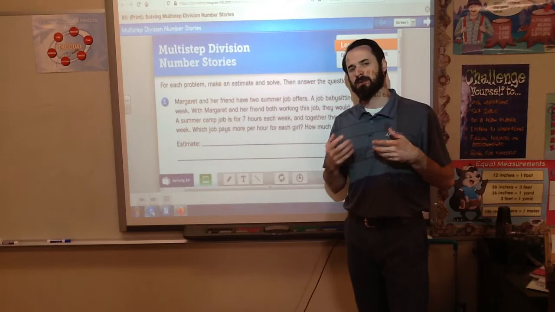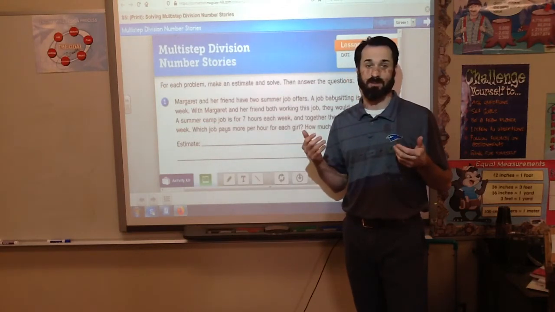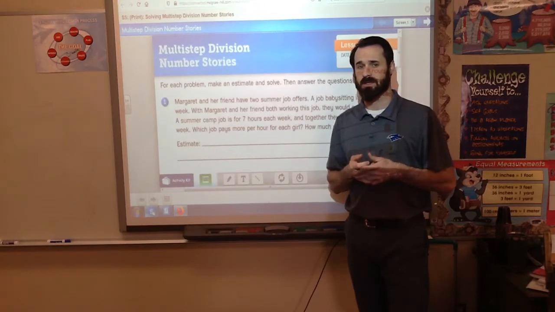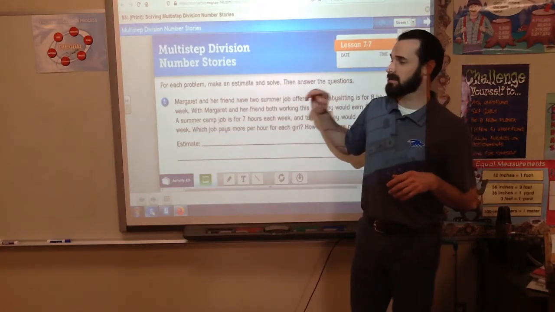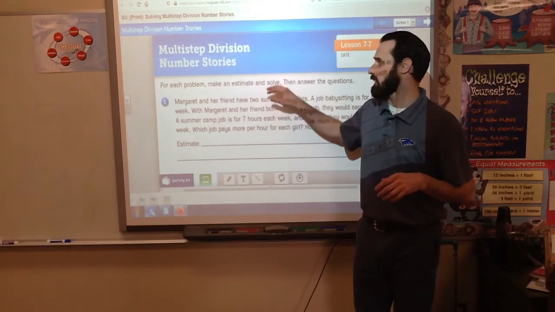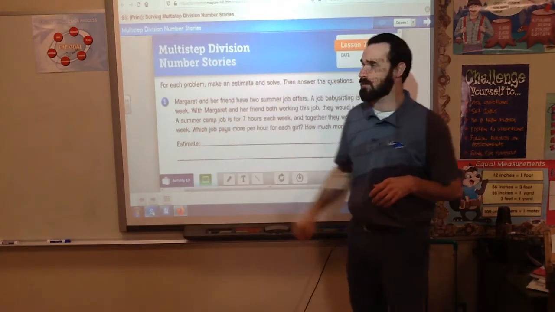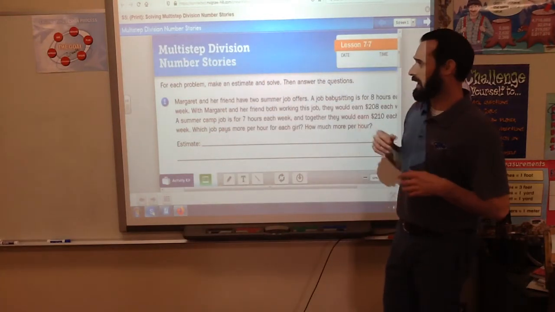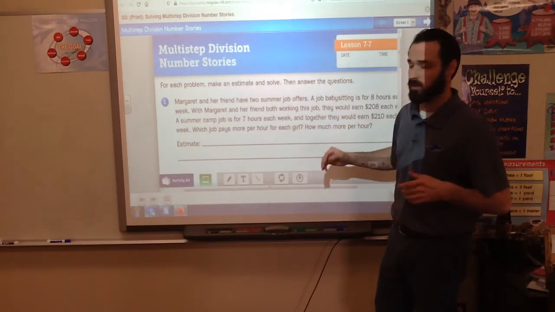Rather than put that sheet online or try and get it out to you guys, or have you guys print it off at home, I thought it would be a little bit easier for us to go on to 7-7. This is on page 245 of your math journal. Our skill today is multi-step division number stories. The directions are, for each problem: make an estimate and solve, then answer the actual question.